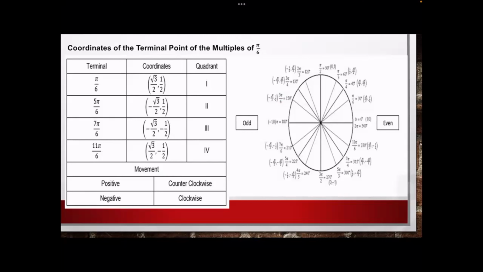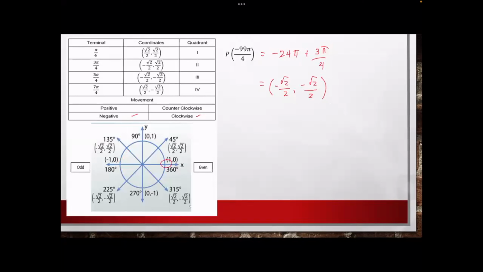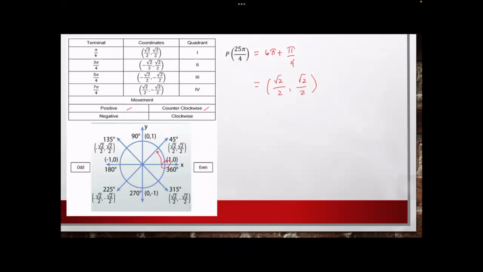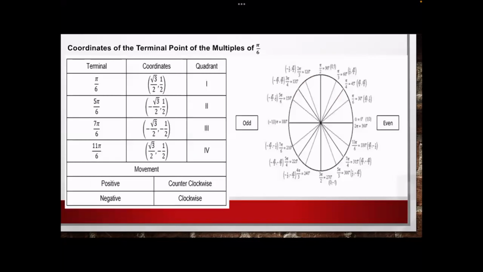That is pi over 6. So, in the coordinates of pi over 6, magkakaroon ka dito ng square root of 3 over 2 and 1/2. Para lang siyang katulad ng pi over 3. Kaso, baliktad lang. So, magkakaroon ng square root of 3 over 2 and 1/2. So, this will be, magkakaroon tayo ng a positive, that's counterclockwise. Positive, counterclockwise, negative is clockwise.